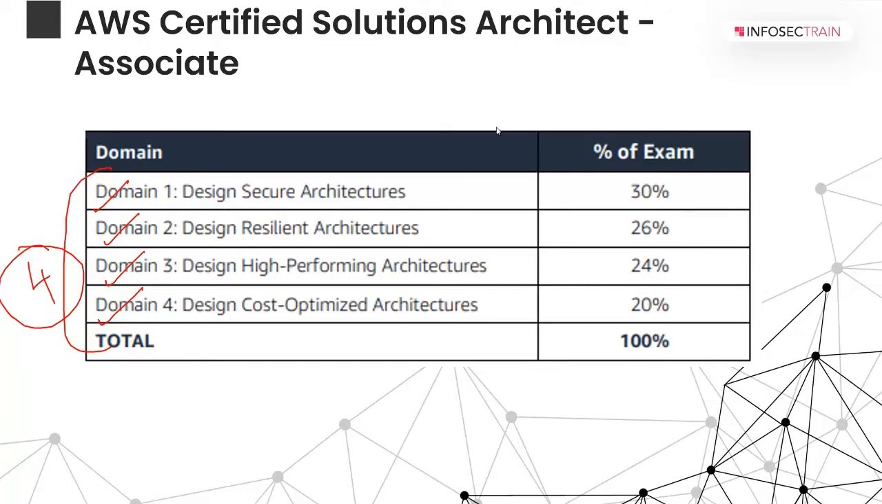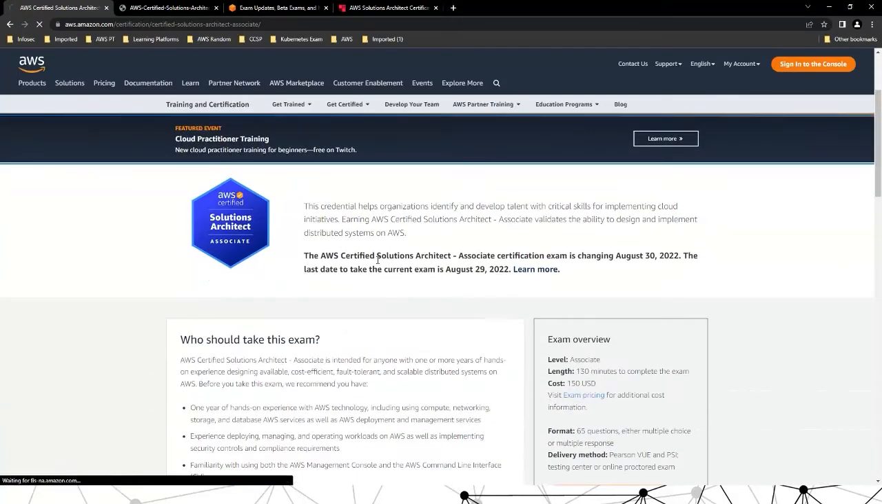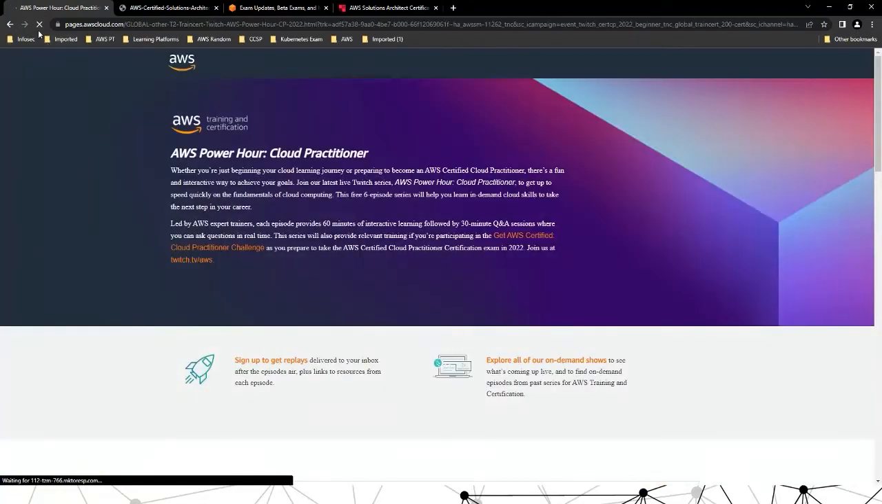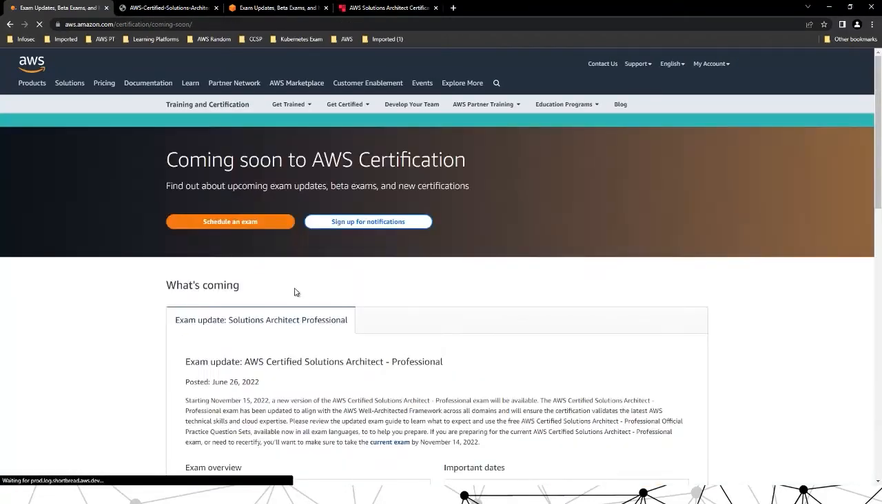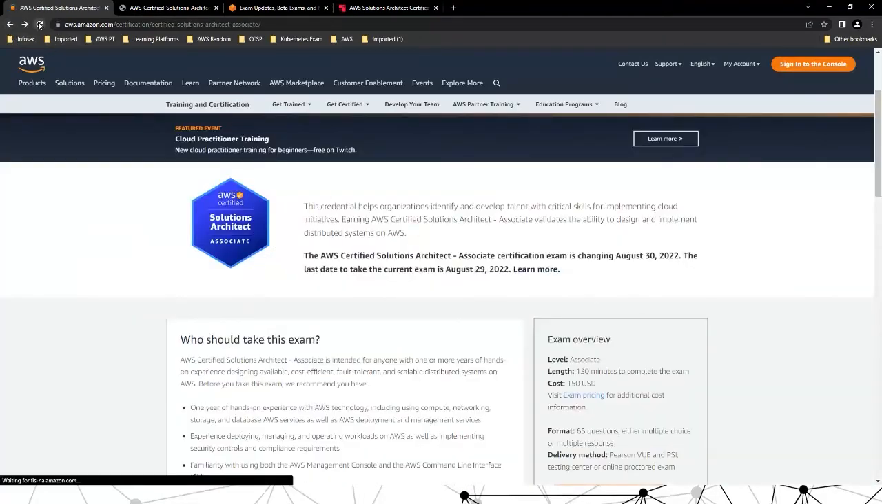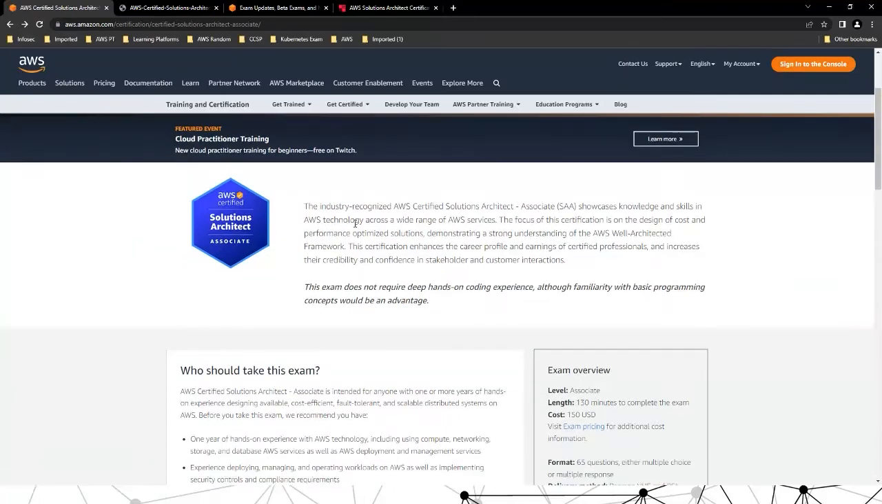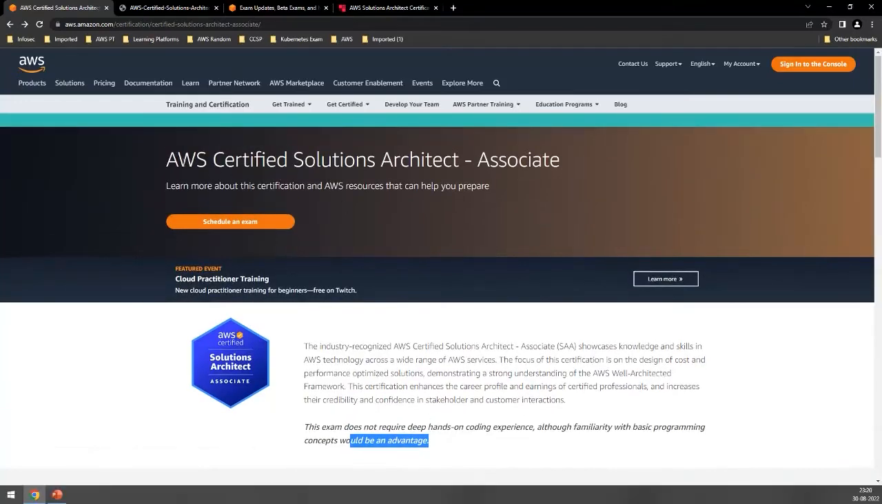I'll give you a high level overview of how the exam will look. So I'm switching to my browser screen here. You can see that this is the certification screen, and they are saying that the AWS certification is going to change on August 30th, 2022. I'm clicking on this learn more link, and you can see that now they have changed the certification. I'll reload this page once. See, this exam does not require deep hands-on coding experience, although familiarity with basic programming concepts would be an advantage. Now they have updated the web page to the AWS Certified Solutions Architect Associate, the new one.